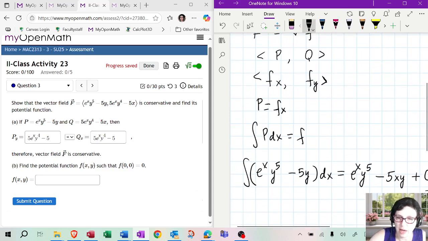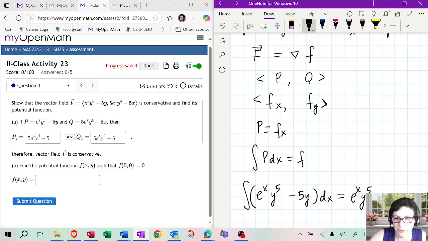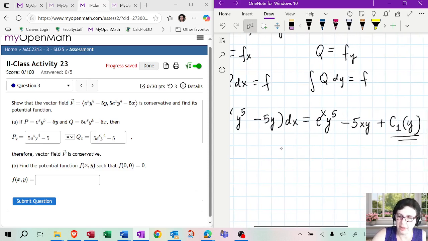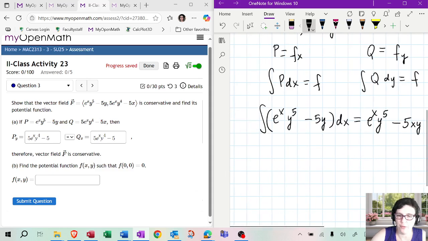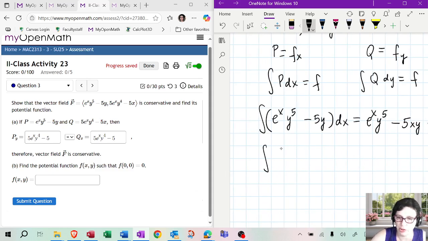Well, since our vector field PQ has to be equal to fx, fy, we can also say that Q is fy. And so to solve for f, we can integrate Q with respect to y now. And we should also get f, right? So that's going to allow us to pick up that extra term that we may have missed when we just integrated with respect to x only. Okay, so let's take the Q and let's integrate that with respect to y.